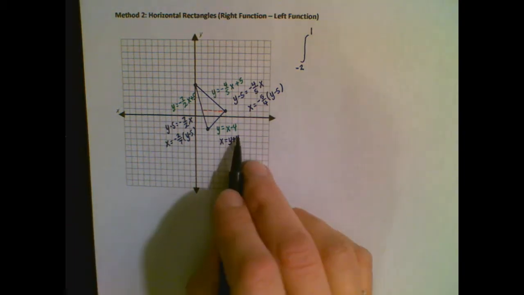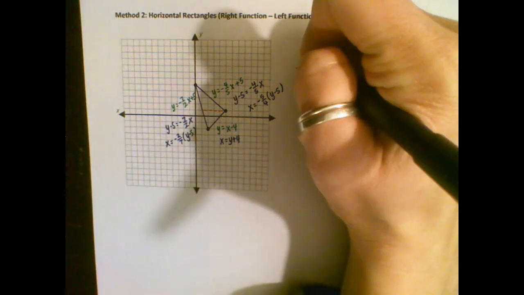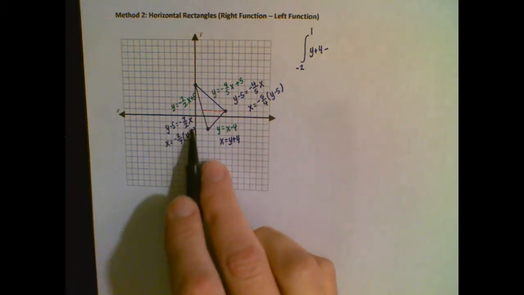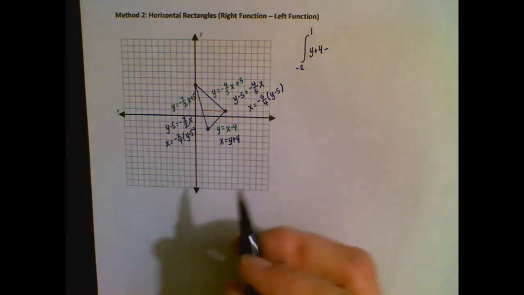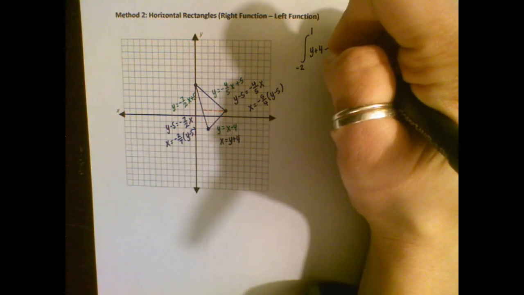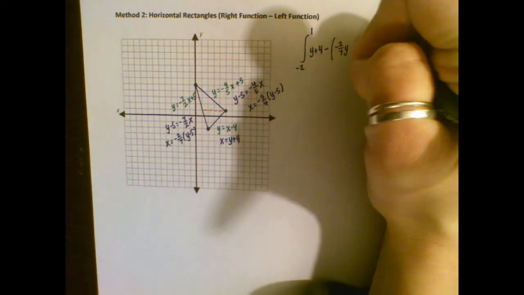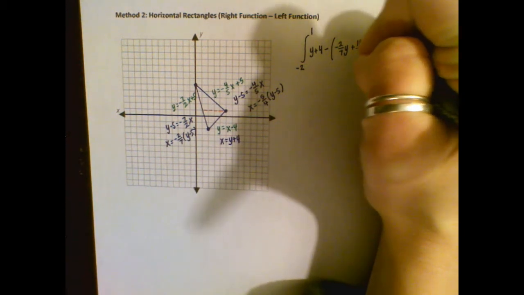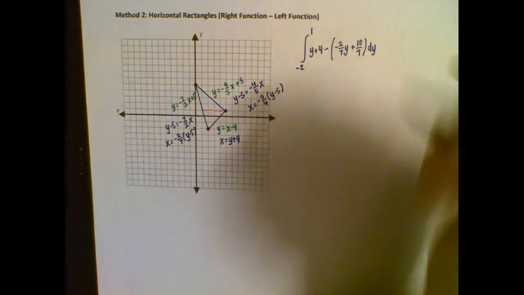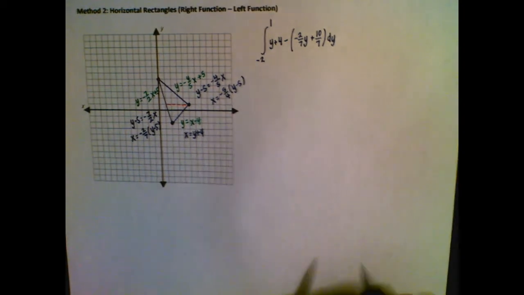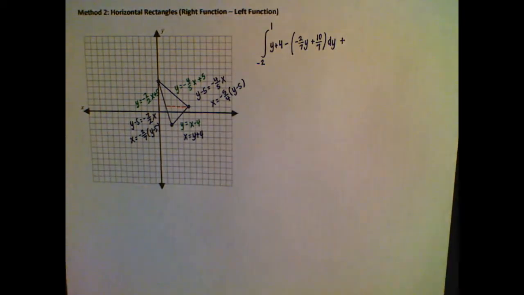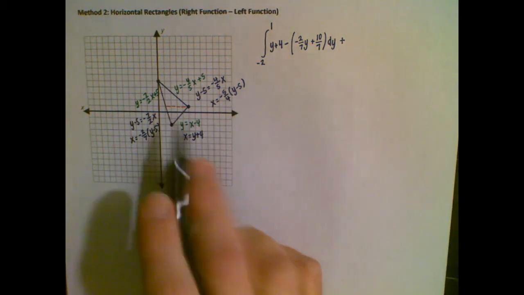And my right function is going to be this y plus 4. And my left function is going to be this quantity here, which I'm actually going to go ahead and distribute out as I'm writing that in my parentheses. So negative 2/7 y plus 10/7 dy. So that takes care of this bottom piece.